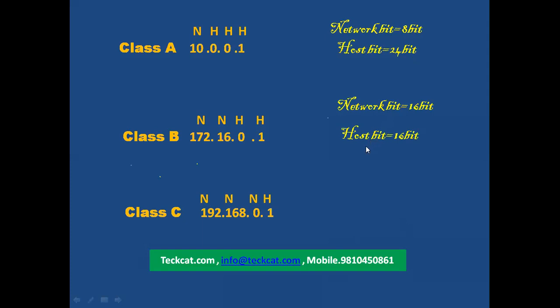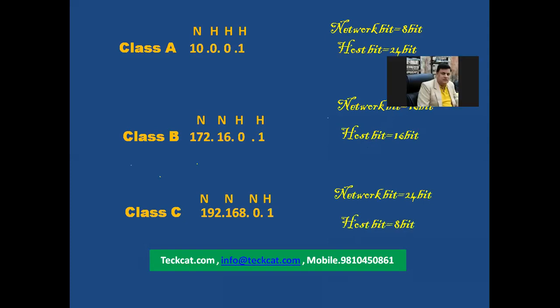Now in class C, 24 bits are network and 8 bits are host. Okay. Now you can ask me why in class A 8 bits are network and 24 bits are host, and why in class B 16 bits are network and 16 bits are host. What is the advantage here? I will tell you later.